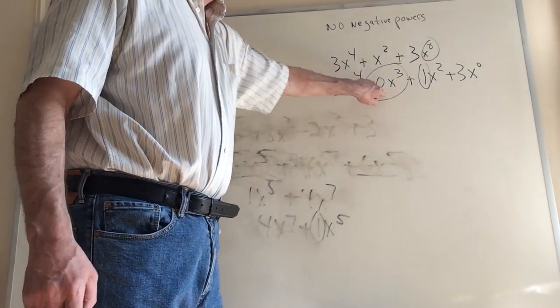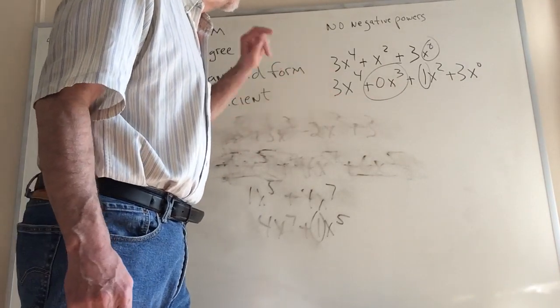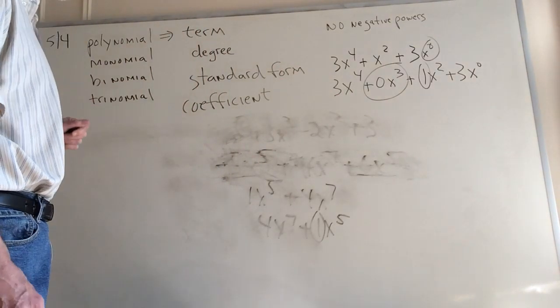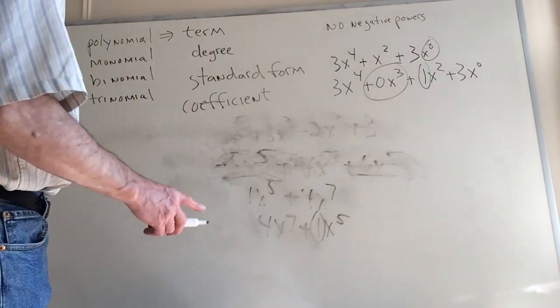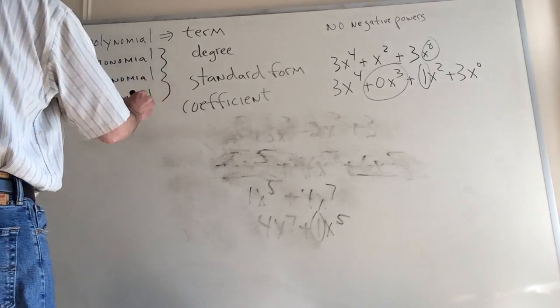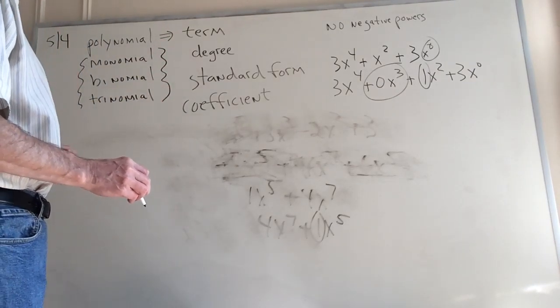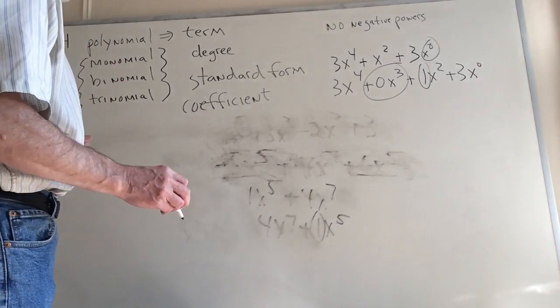We don't count a term that has a 0 coefficient. So this, again, is a trinomial to the 4th degree. And the things that are going to be very important to us, of course, are the monomials, the binomials, and the trinomials. Okay? So we talked about all the terms here.